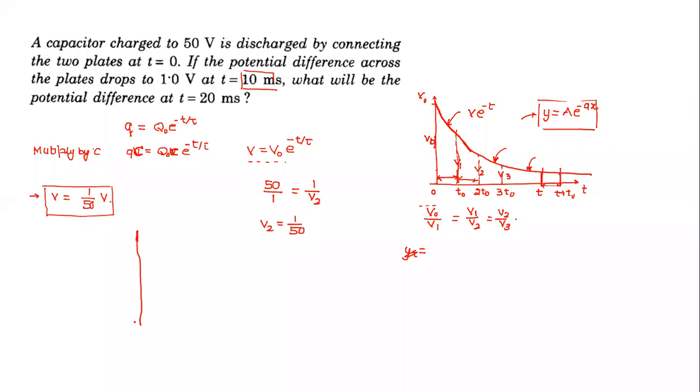This also is an exponential decay curve. What is given in this question? It is given something like this. Here the initial quantity is 50 volts. After a time interval of 10 milliseconds, then the other is 20 milliseconds, and this is 20 milliseconds. So these two time intervals are equal.